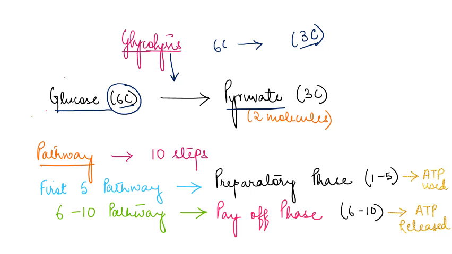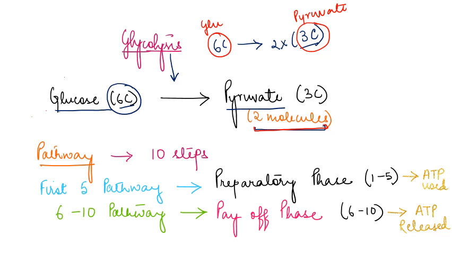So how many molecules of pyruvate will form? 2 molecules. Then only it will be balanced, right? So here you can see 2 molecules of pyruvate will be formed, because this is 6 carbon glucose and this is 3 carbon pyruvate. So for balancing, 2 molecules of pyruvate get formed after the breakdown of sugar.